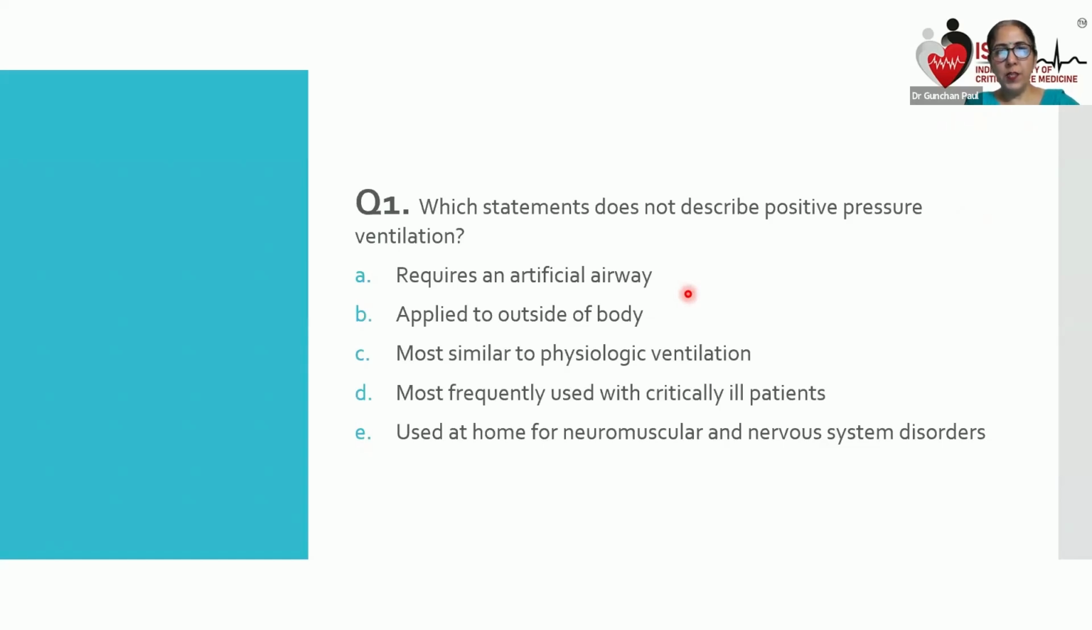When we are talking of positive pressure ventilation, we use an artificial airway, an endotracheal tube or a mask. Is it applied outside the body? Yes. Is it similar to physiological ventilation? No. Normal physiological ventilation is negative pressure ventilation. So we are talking about invasive ventilation. It is positive pressure ventilation. It is used in critically ill patients, and if we are talking of NIV, it can be used for neuromuscular and nervous system disorders outside the hospital.